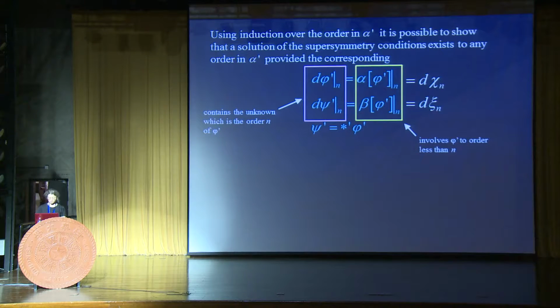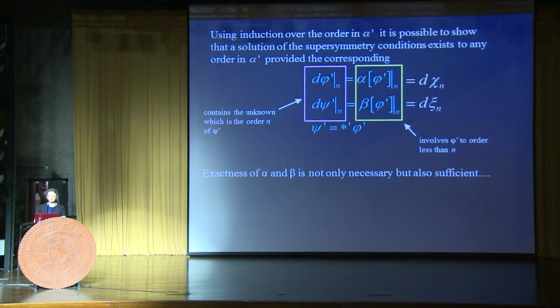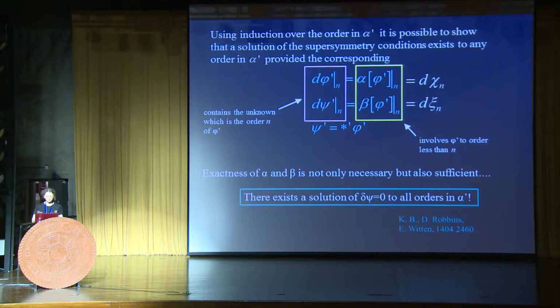a necessary condition for solvability is that these forms are exact. And then again, using G2 magic, exactness of alpha and beta is not only necessary, but also sufficient. So there's a solution to all orders in alpha prime.